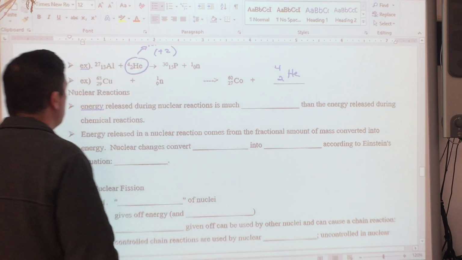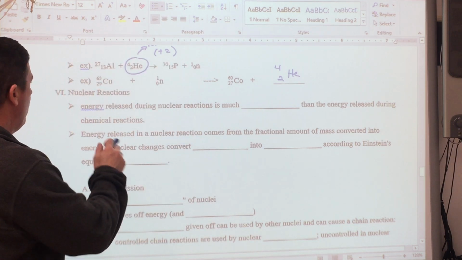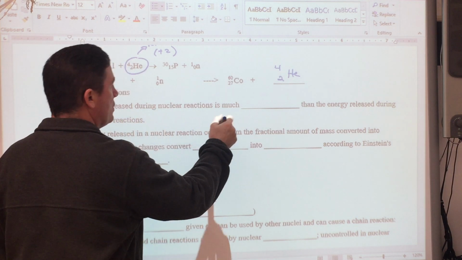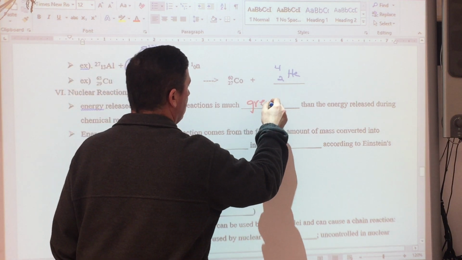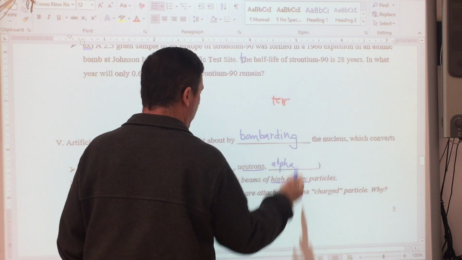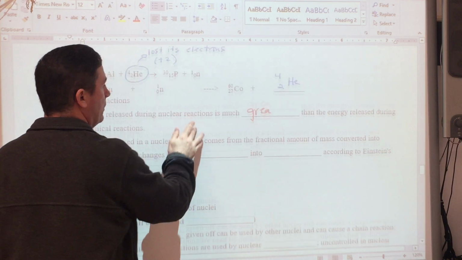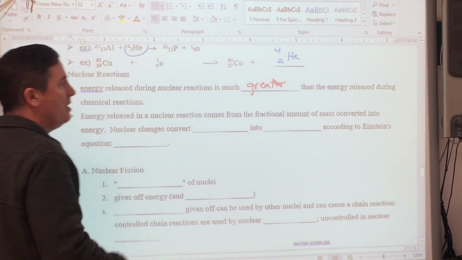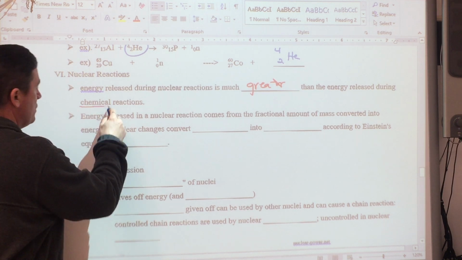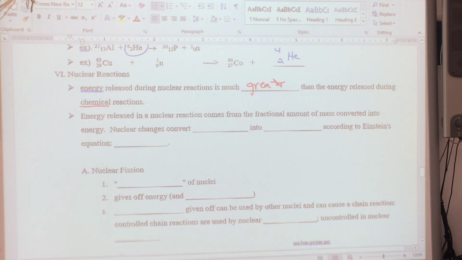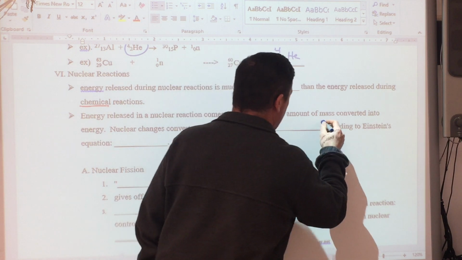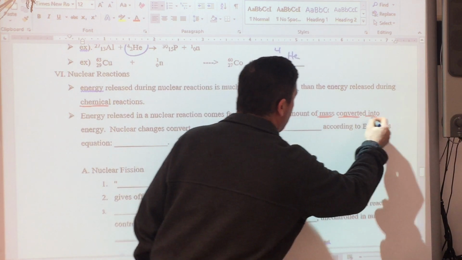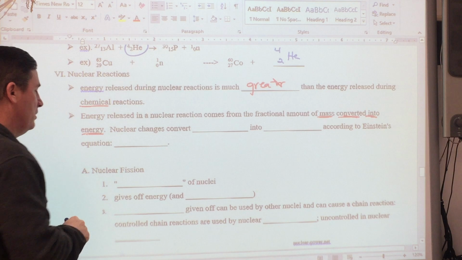Let's fill this in. Nuclear reactions. Energy released during nuclear reactions is much greater than energy released during chemical reactions. It's about 8,000 times greater. Energy released in a nuclear reaction comes from a fractional amount of mass. This is one to remember. Mass is converted into energy.